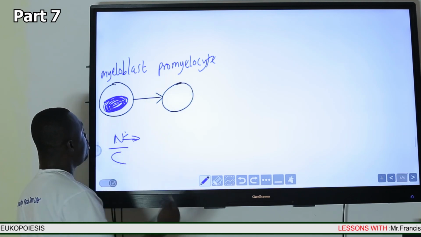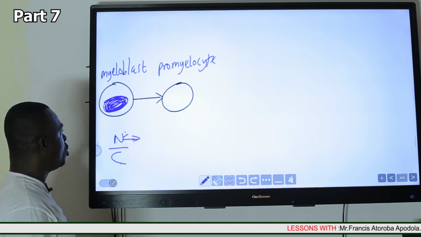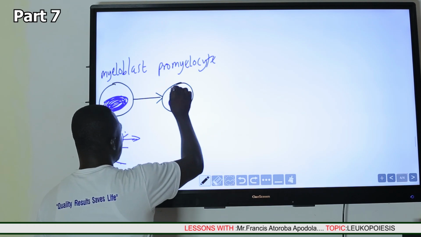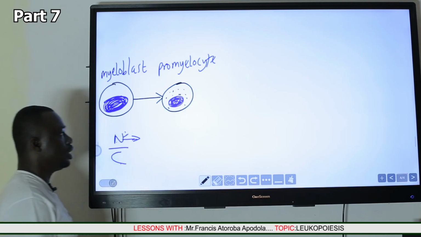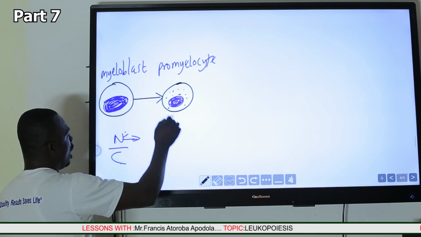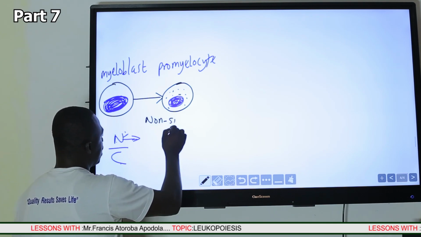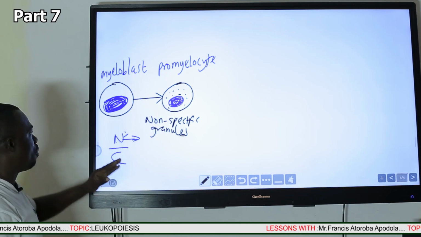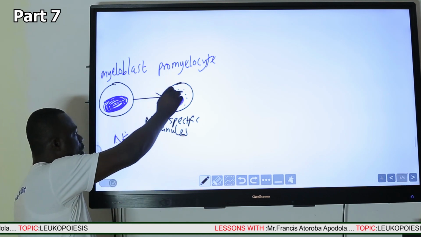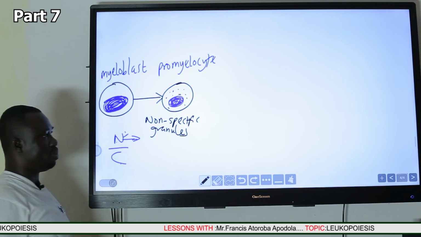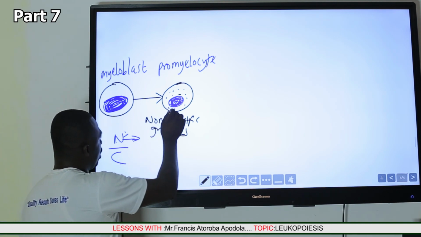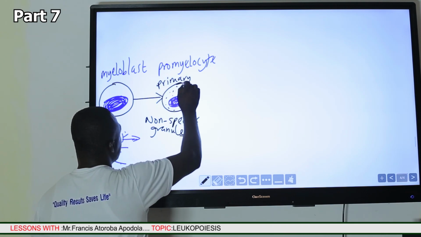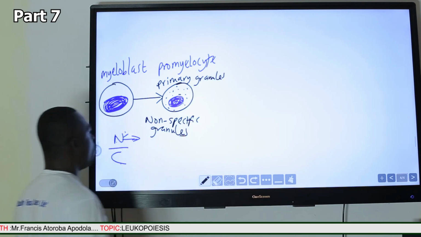By the time the cell undergoes differentiation and proliferation and enters into the promyelocyte stage, we see some granules begin to appear. So we begin to see some granules appearing in the cytoplasm. But these are non-specific granules. Since we did not see granules in the myeloblast, and this is the first time we are seeing granules in the cytoplasm of the promyelocyte, these granules, anything first is called primary. So primary granules begin to appear in the promyelocyte stage.